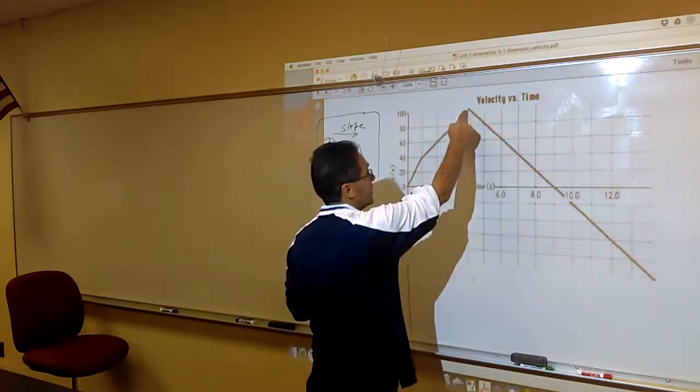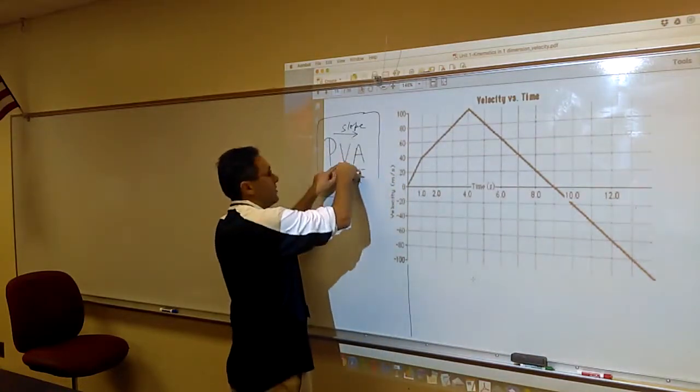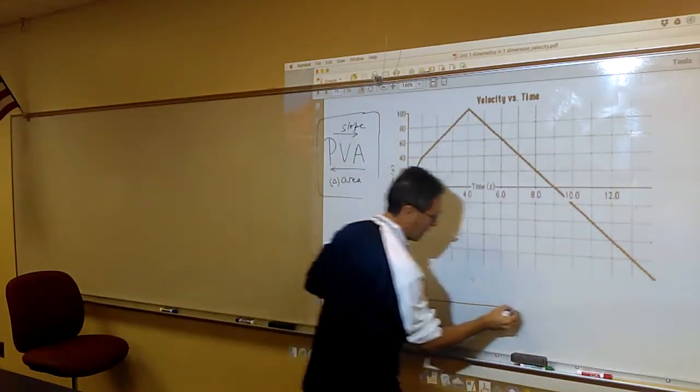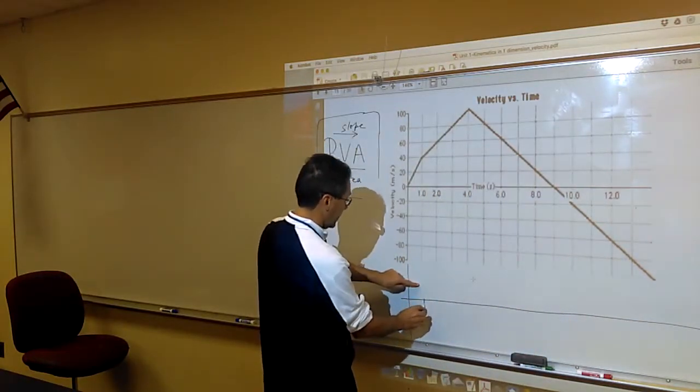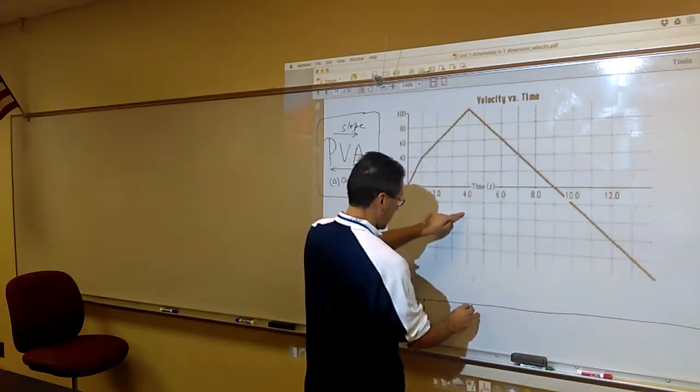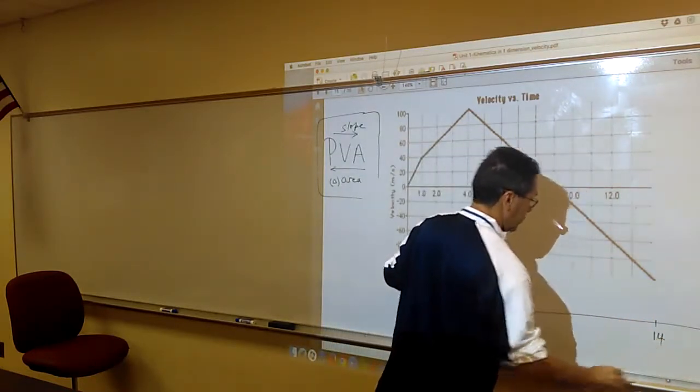And I see that one of the accelerations is negative, because acceleration is the slope in a velocity-time graph. So I have to leave some room down there. I have one slope here, a different slope up to 4, and then from 4 all the way to 14, pretty much one slope.